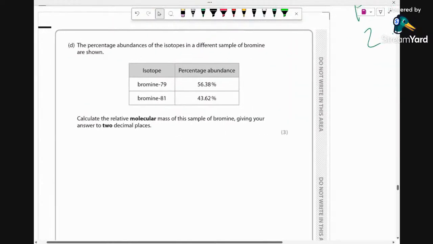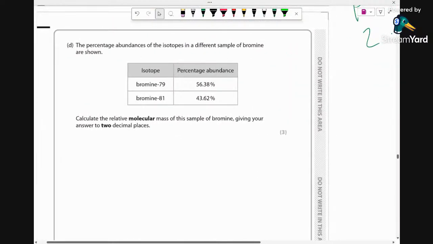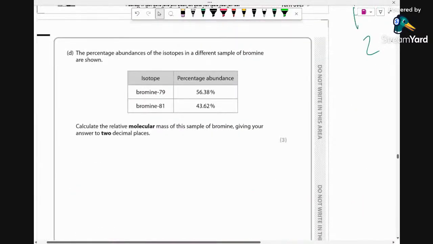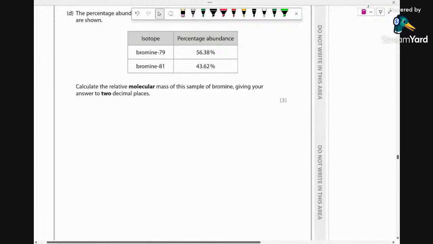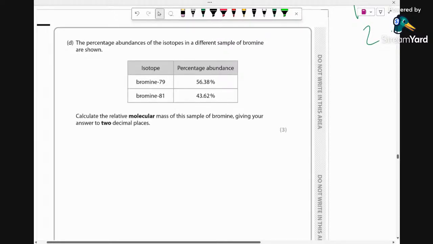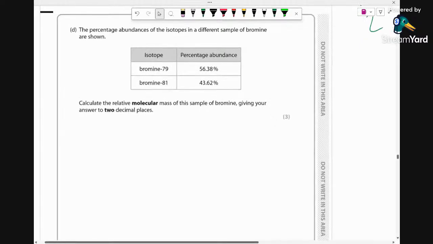Okay, next one. The percentage abundances of the isotopes in the different samples of bromine are shown. Calculate, do I need to do anything else? No. Calculate the molecular mass of the bromine sample, giving the answer to 2 decimal places. Oh, okay. Give the relative molecular mass of the sample of bromine. Molecular. Interesting. It's not asking me for the relative atomic mass, but relative molecular mass. Oh, you're working out the average anyway. Because it's RAM, isn't it? Okay, that's really neat, by the way.